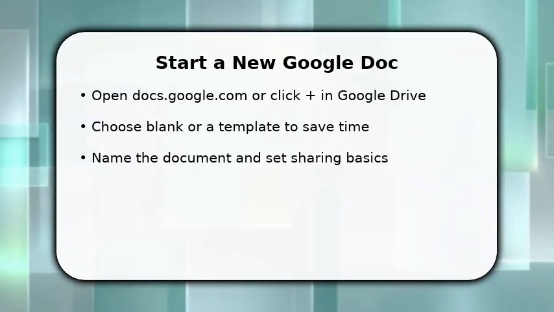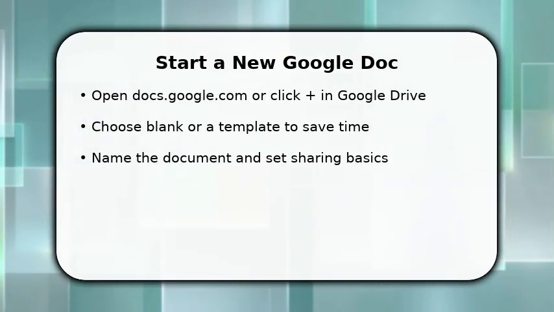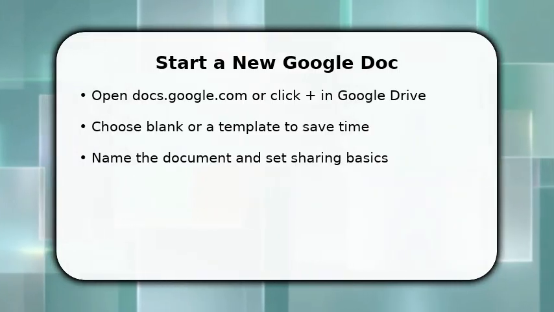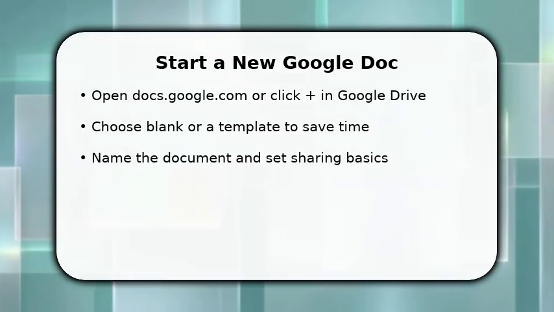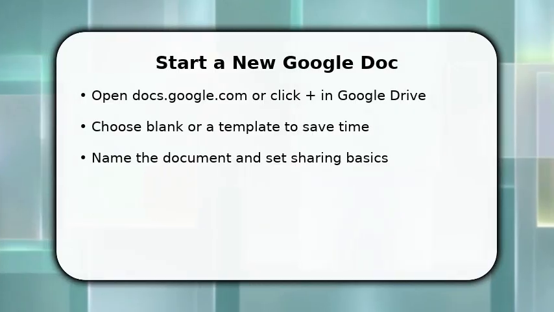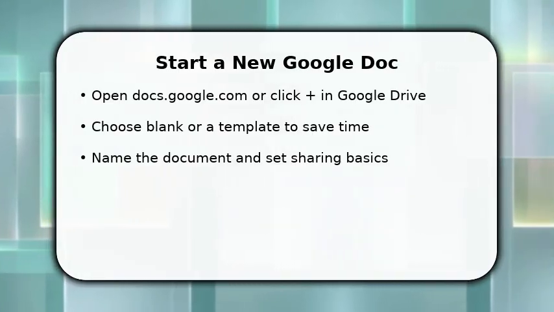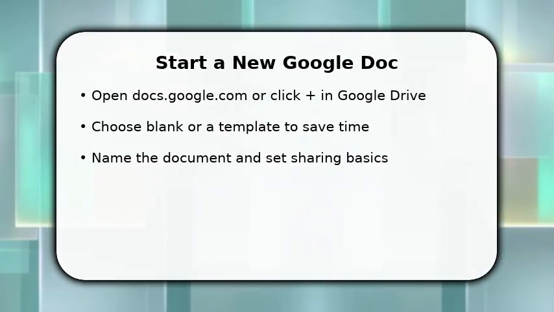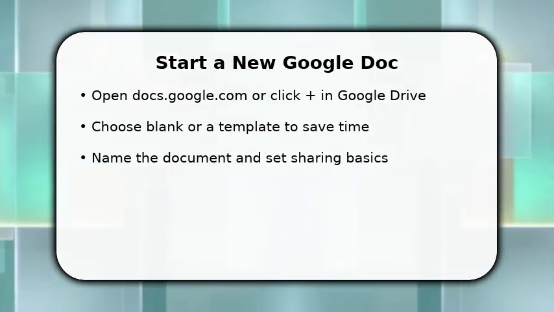Once created, rename the document at the top left so you can find it later and set initial sharing to private or specific people. Make sure you're signed into the correct Google account. That prevents lost files and permission confusion. Now, you're ready to add content and format.